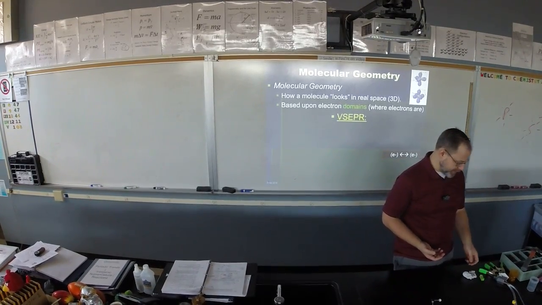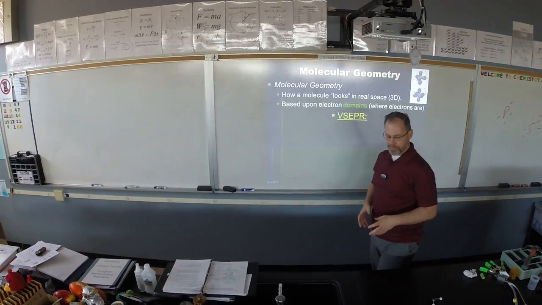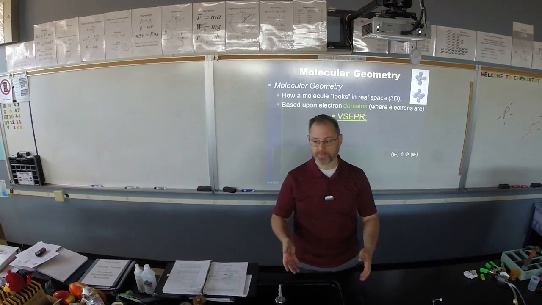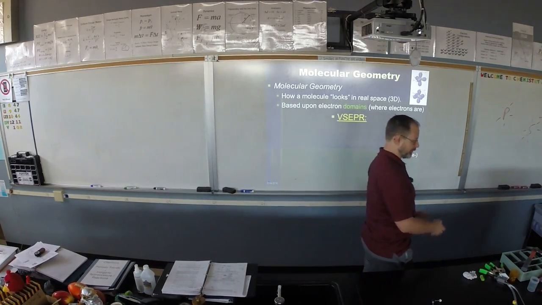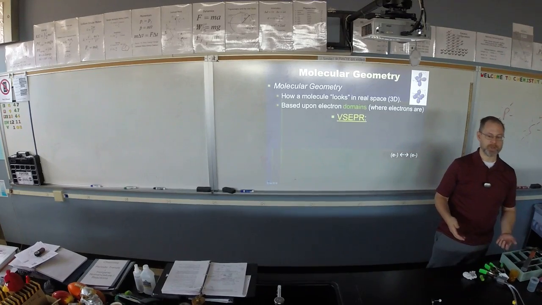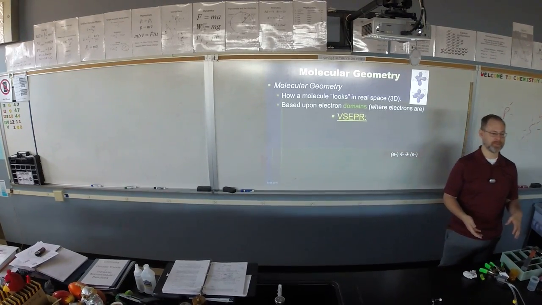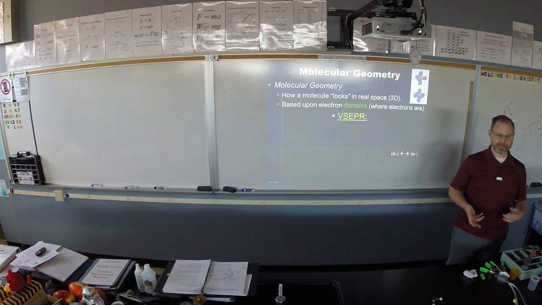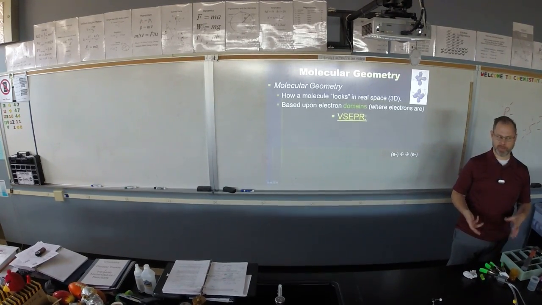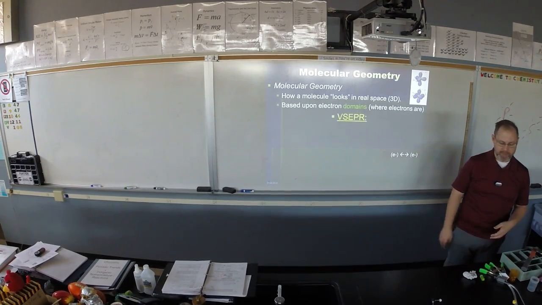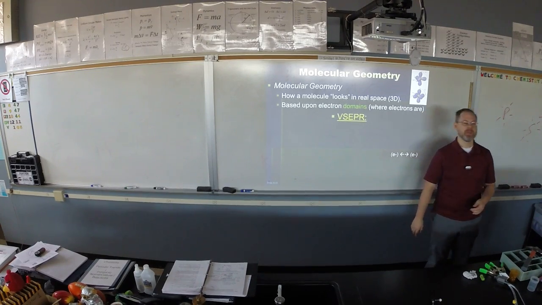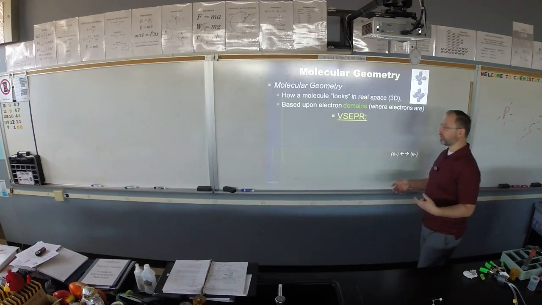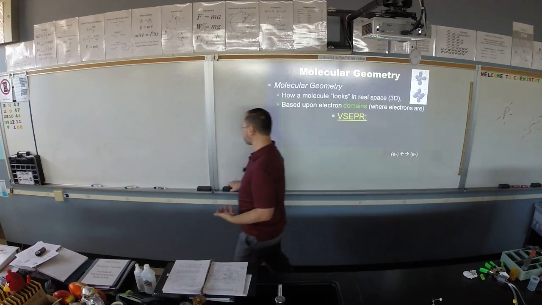So you previously have learned how to do Lewis structures, which is drawing a two-dimensional representation of a three-dimensional thing. Now you're going to use those two-dimensional representations of three-dimensional things to imagine how that three-dimensional thing looks in real space. Okay? And it's based upon the idea that electrons, whether they are unshared or bonding, repel each other.